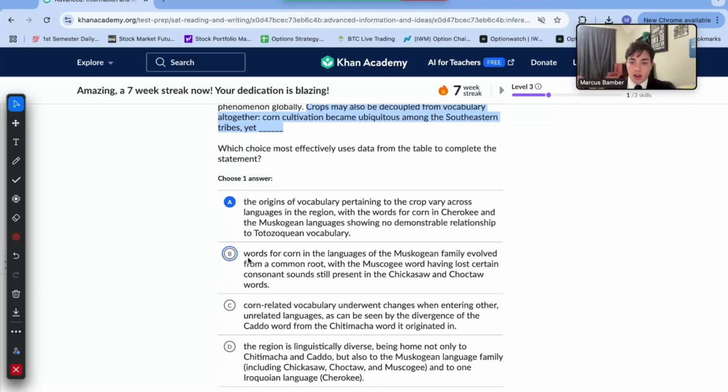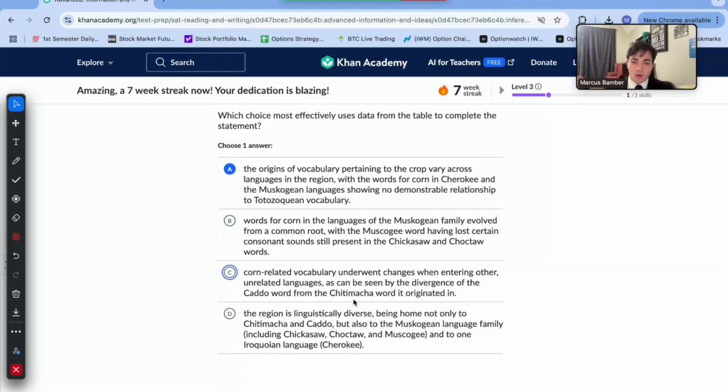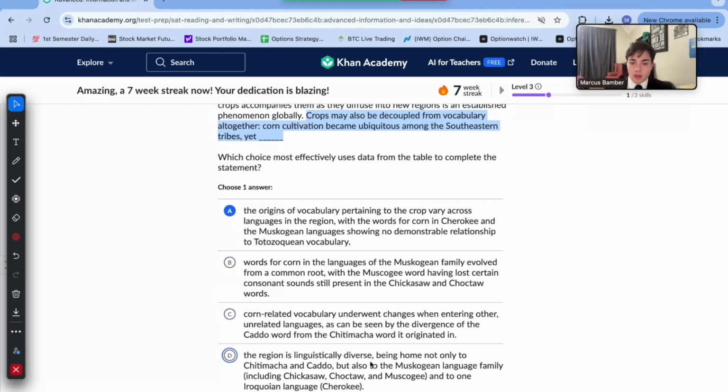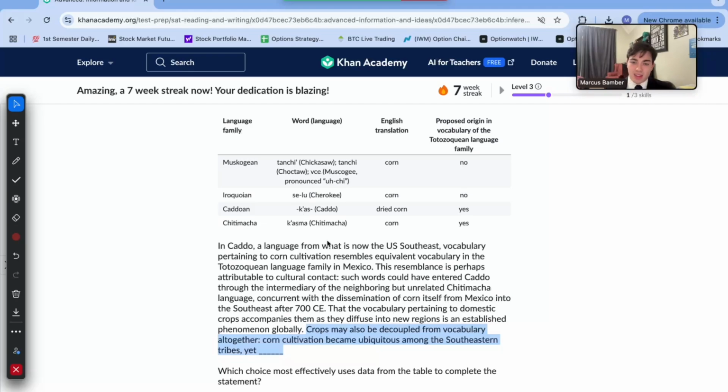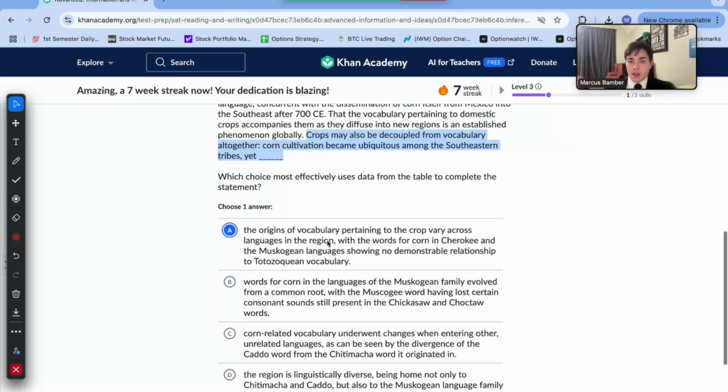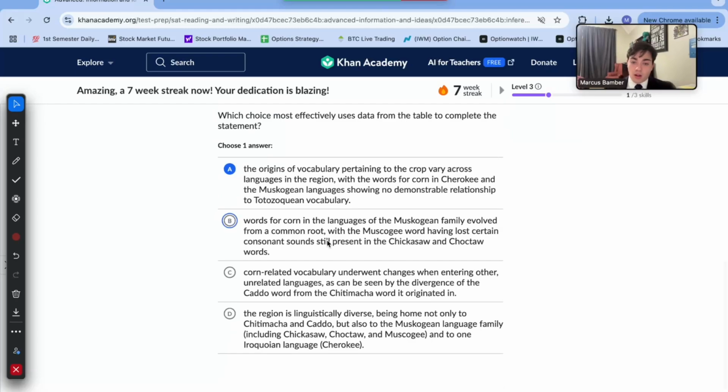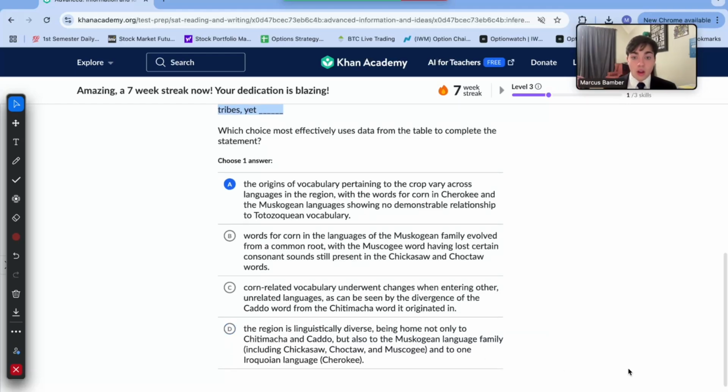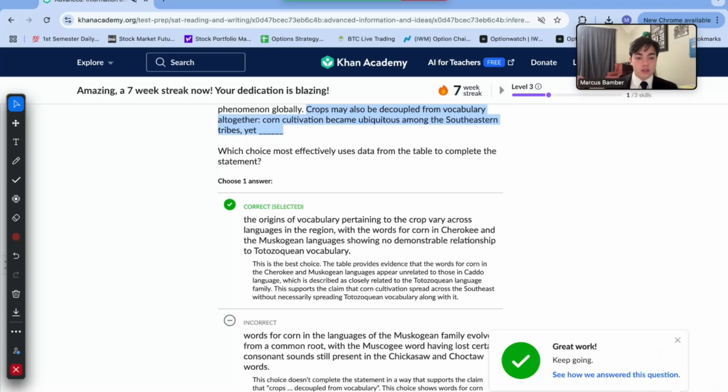All right. Apart from this, answer choice B talks about a common root and then lost certain consonant sounds. That's not demonstrated in the table. Divergence of the Caddo word from the word that originated it, we can see that they're quite similar, so that doesn't discuss the decoupling of vocabulary. And then answer choice D. We can see that answer choice D is incorrect, as it doesn't really talk about the decoupling of the language, just saying how it is diverse, but not how it pertains to the word that represents corn. All right, so answer choice A is indeed correct.